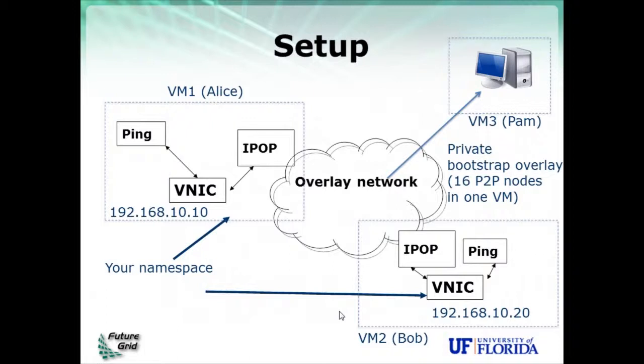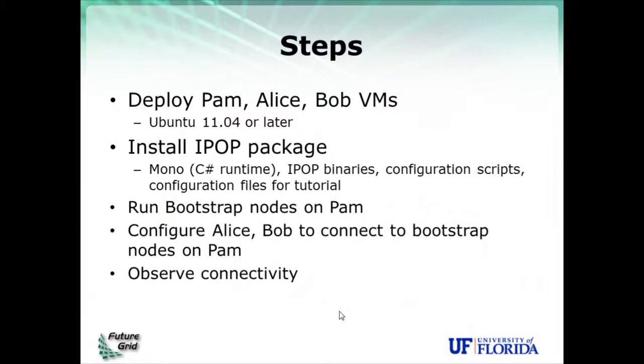If you'd like to deploy a private P2P system and not rely upon the Planet Lab public overlay, this would be a starting point for you to understand how to make that process work. So the steps: you're going to deploy the PAM, Alice, and Bob VMs. And again, the installation involves the IPOP package and the files for this tutorial.